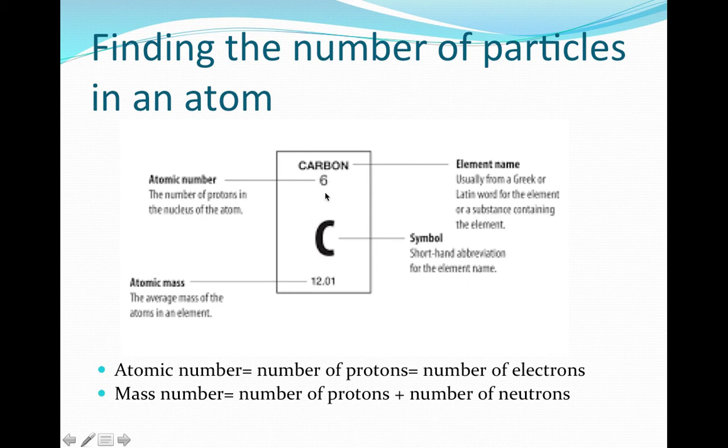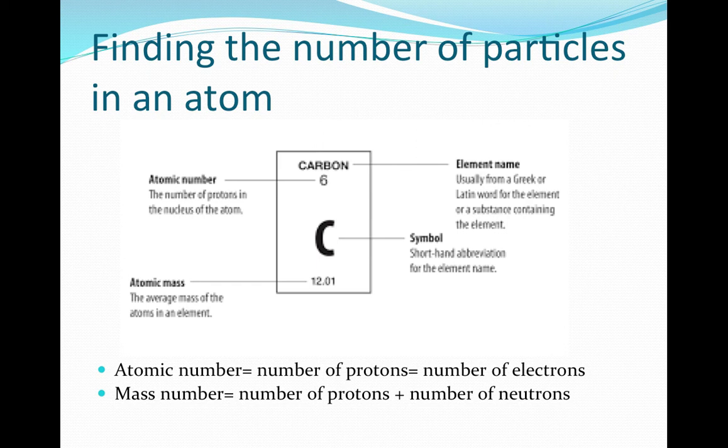The atomic number tells us the number of protons, and therefore also for a neutral atom, so something which is uncharged, tells us the number of electrons. Because if it's neutral, the number of positive charges balance the number of negative charges, so the number of protons and electrons are equal.